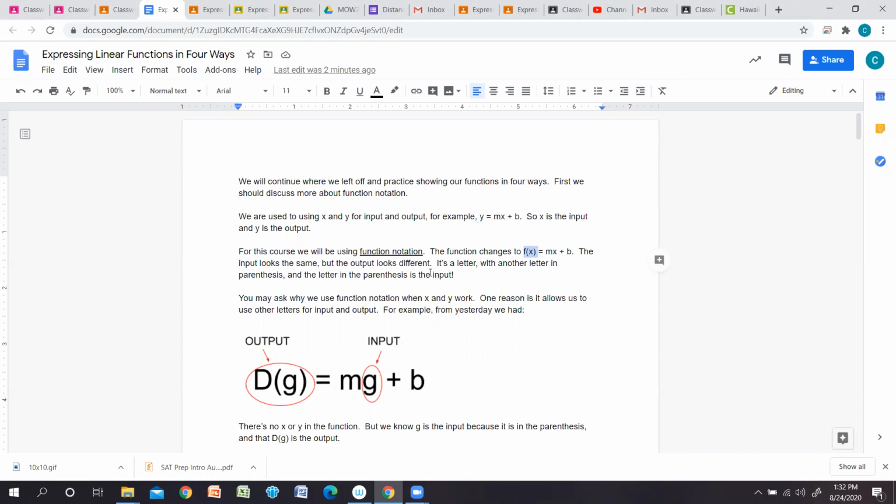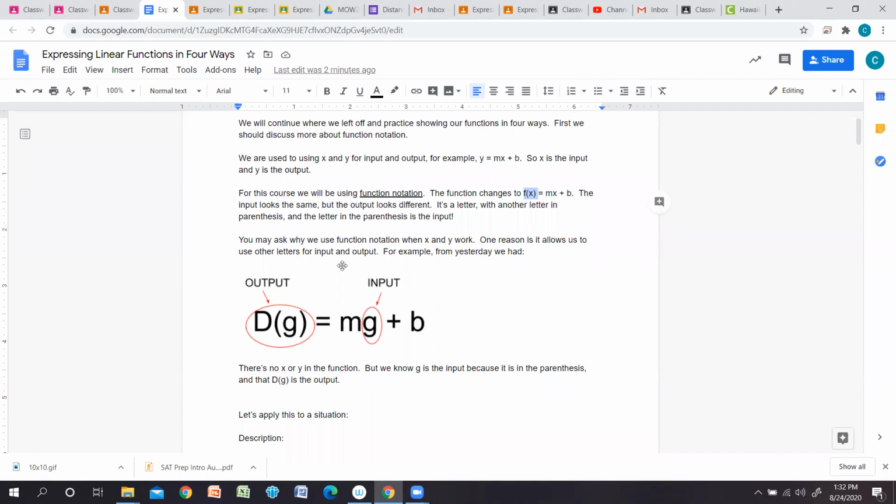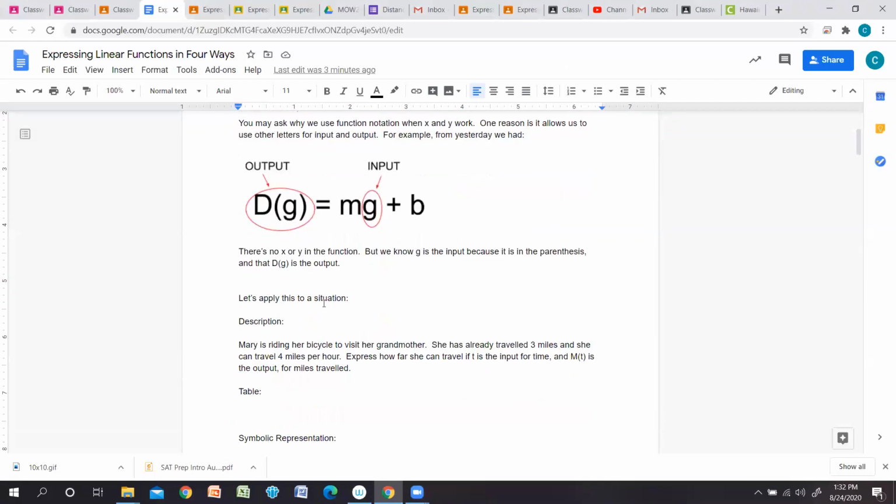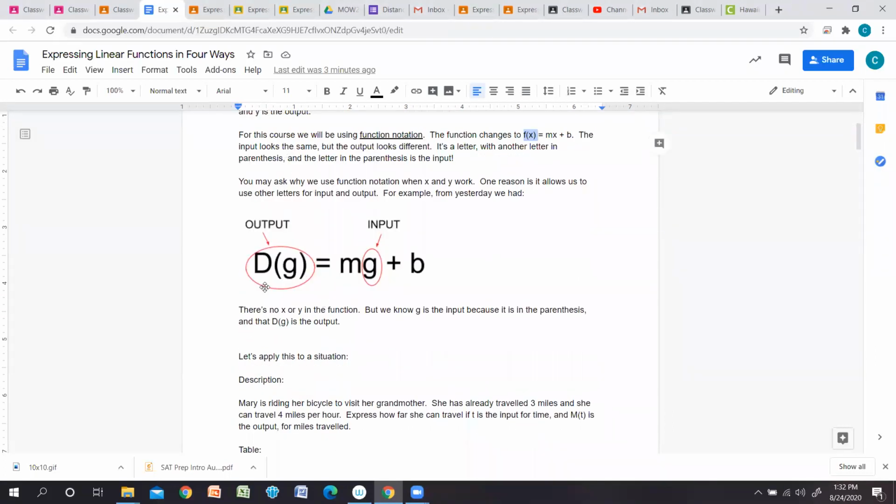Or in this example here, you could use different letters. For example, this is d of g equals m times g plus b. So what's important to notice here is for the output, it's this thing where it's a letter, then parentheses, then a letter inside. And this letter inside here is the input.